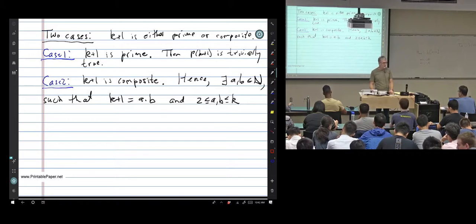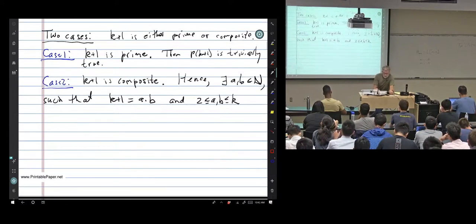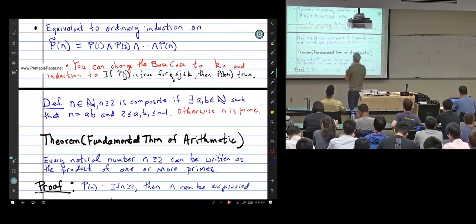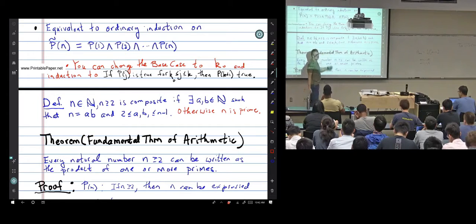Does it have to be K or K plus 1 on the right side? It's K. Here's composite. N is composite if we have N minus 1.